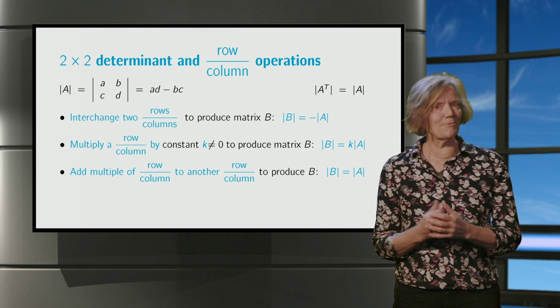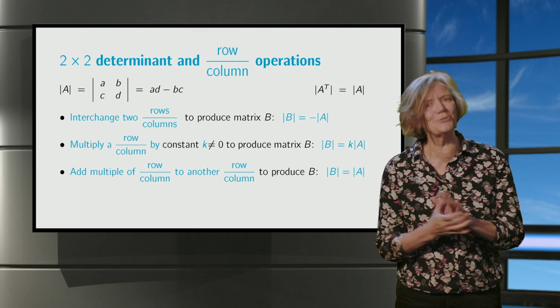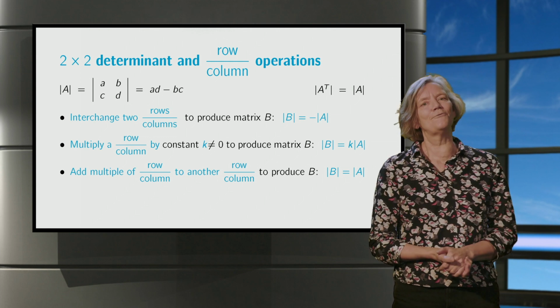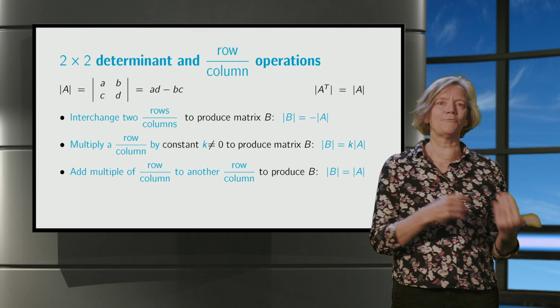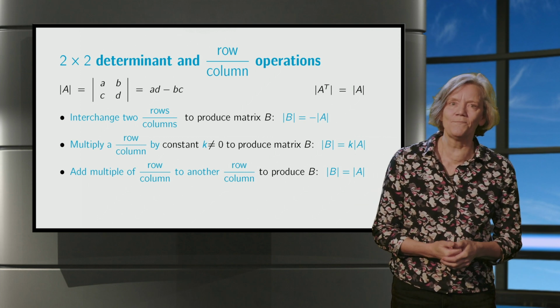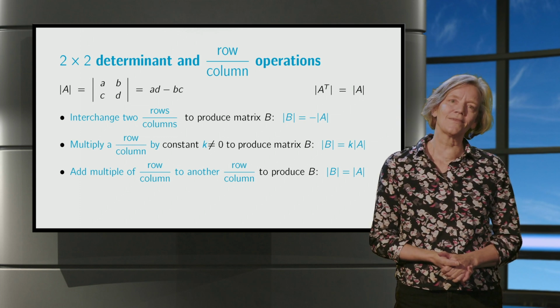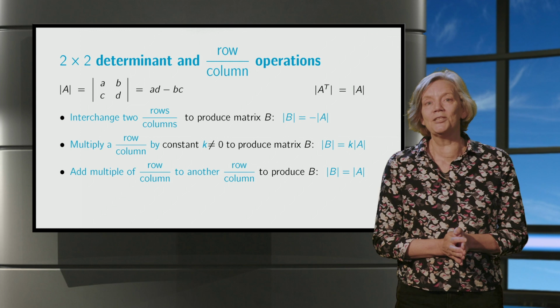Beware, these operations on the columns can only be used in determinants. Do not use column operations elsewhere, for example, when you are solving a system of equations or when you are calculating an inverse matrix. There, rows and columns should be treated differently. All this is for 2 by 2 determinants.